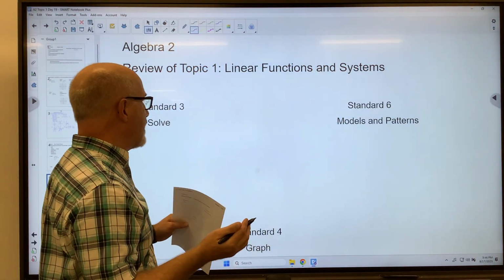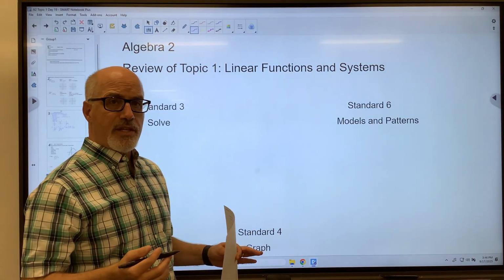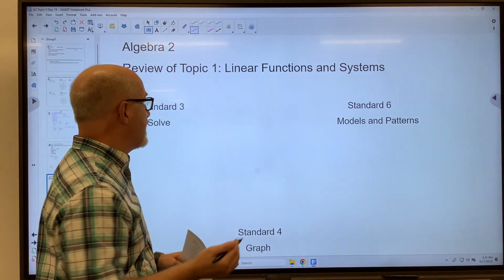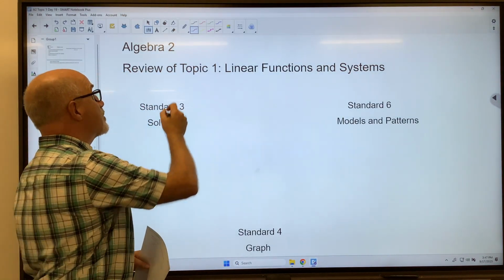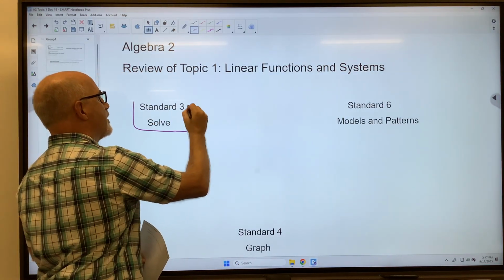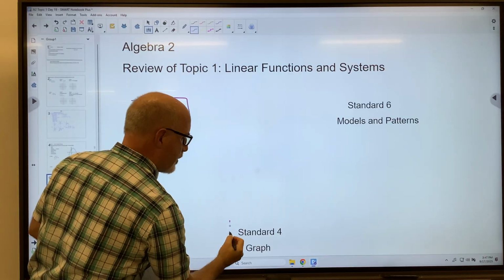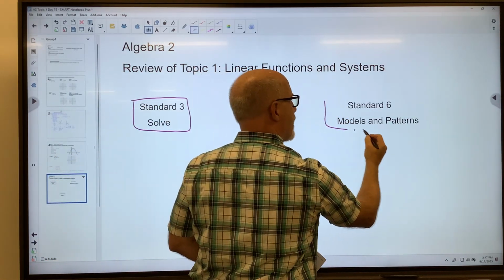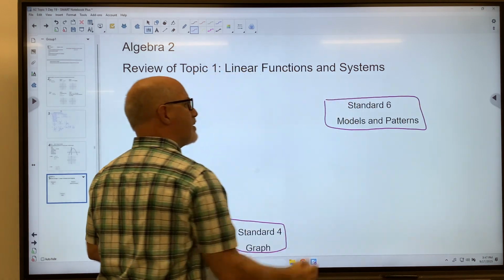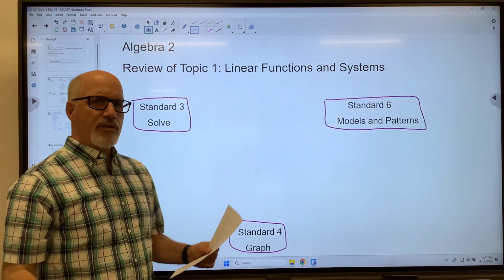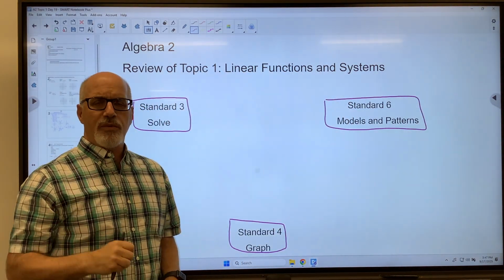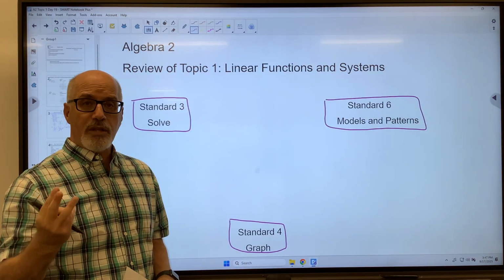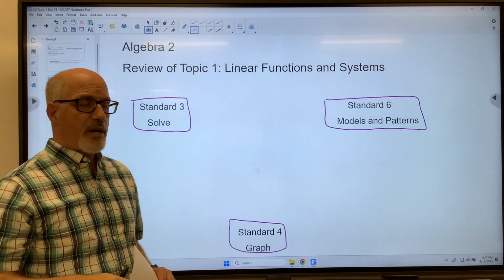So the three standards that we're focused on at the end of this chapter test are standard 3, which is solving, standard 4, which is graphing, and standard 6, which is models and patterns. First of all, when we talk about solving, we have three methods that we've used. We graphed, we used substitution, and we used elimination, which is also called linear combination.